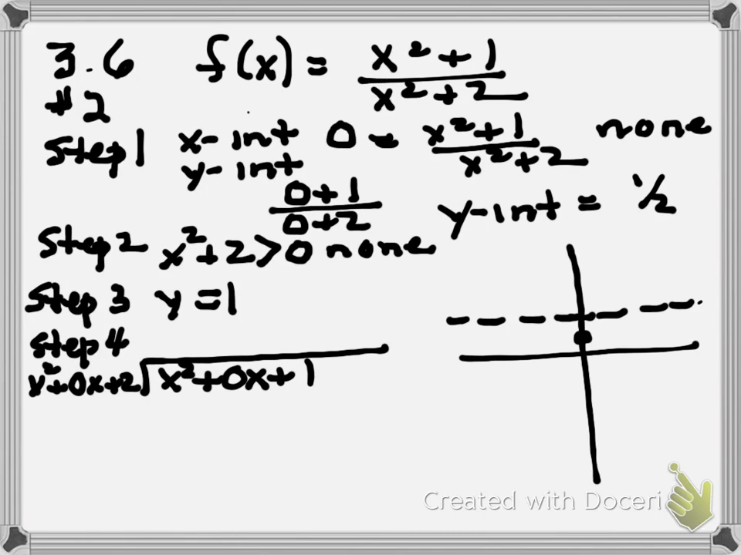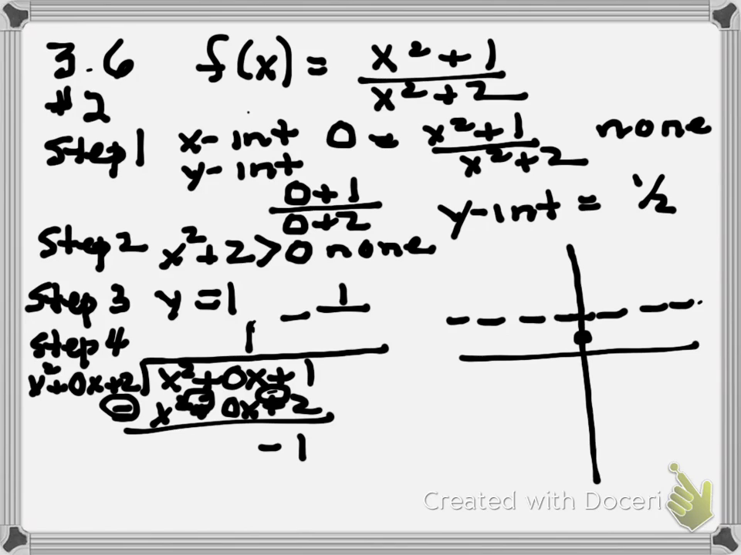So let's look at the long division. Don't forget that we have to put in x squared plus 0x plus 2 in the divisor and x squared plus 0x plus 1 in the dividend. So that this goes in one time, x squared plus 0x plus 2, changing the signs of each of the terms in the second polynomial. We're getting a negative 1. So our remainder is negative 1 over x squared plus 2.